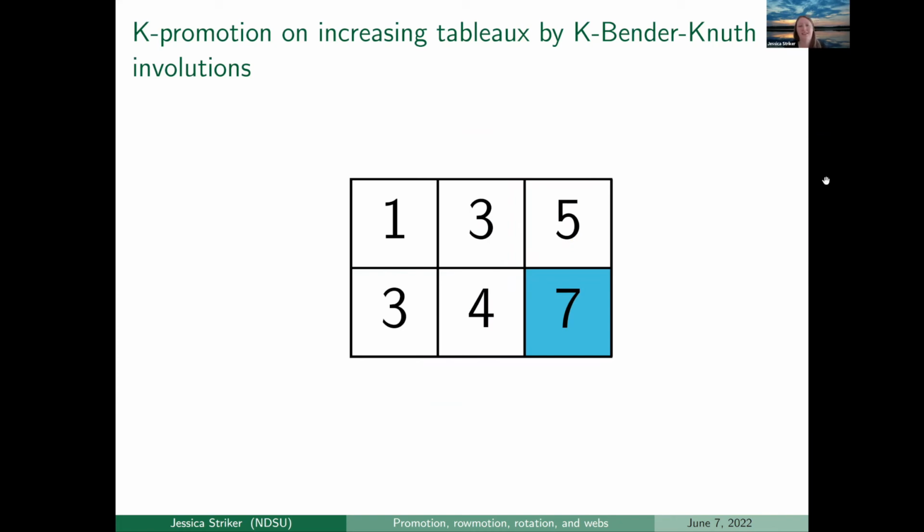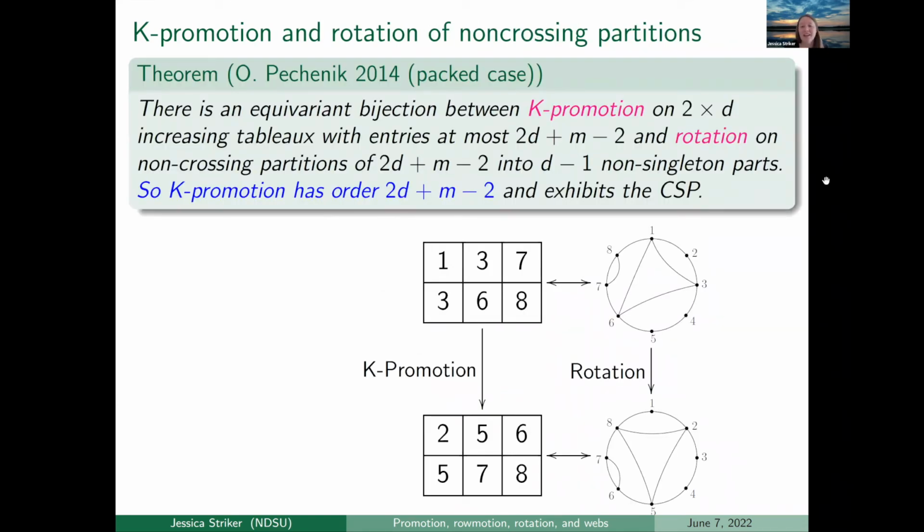All of this is related to K-theory of the Grassmannian, but I'm not going to get into that. What Pechenik showed in that 2014 paper is that K-promotion on 2 by d increasing tableaux with a certain cap on the number of entries and rotation on non-crossing partitions of a certain number of elements correspond. That gives us a good reason why K-promotion has a nice order. He basically proved this for the packed case, but you can throw in these singletons and these gaps and it doesn't make any difference, so I stated it in a higher level of generality.